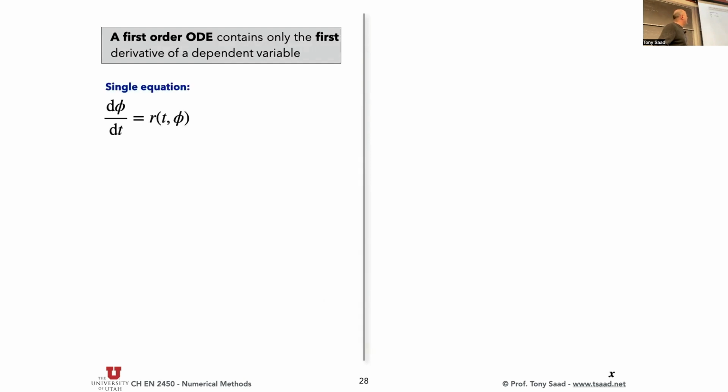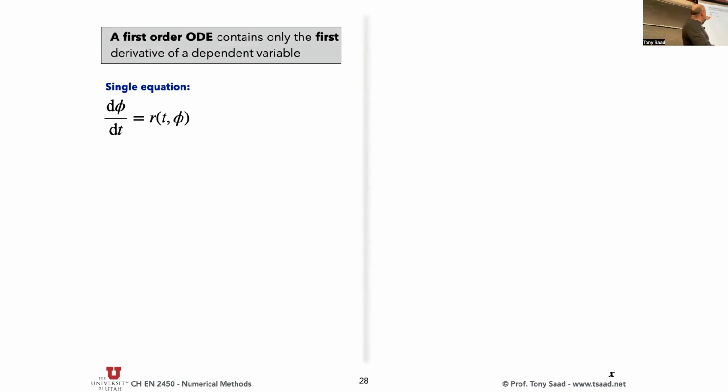And we could have a single equation. And again, we're using the nomenclature phi for a dummy dependent variable. This could be temperature, pressure, height of water, okay? Don't get stuck on phi. Phi is just a placeholder for the name of the variable, the quantity that you're trying to solve for.